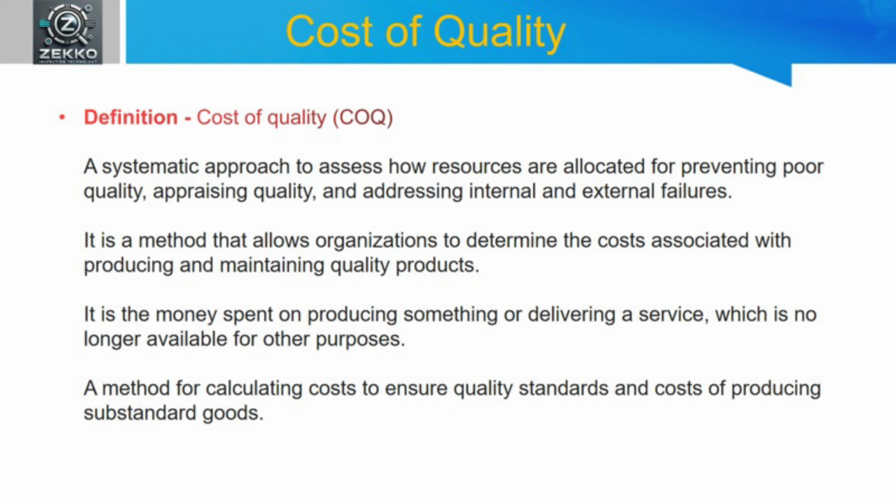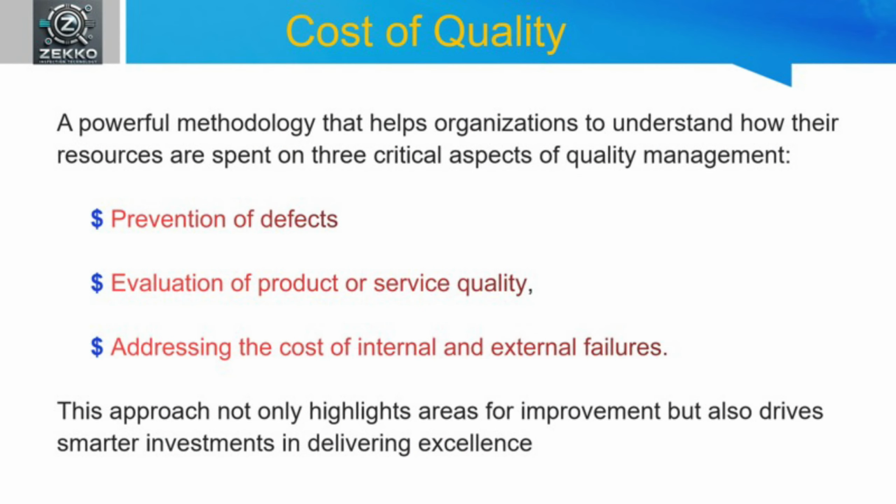There is one more definition we can look into: it is the money spent on producing something or delivering a service which is no longer available for other purposes. Cost of quality is a powerful methodology that helps organizations understand how their resources are spent on three critical aspects of quality management. First is preventing defects. Second is evaluating product or service quality. And the third is addressing the cost of internal and external failures. Basically, this approach not only highlights the areas for improvement but also drives smarter investments in delivering excellence.